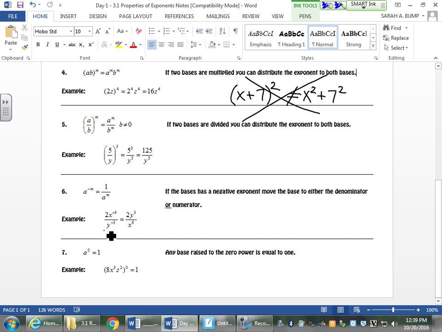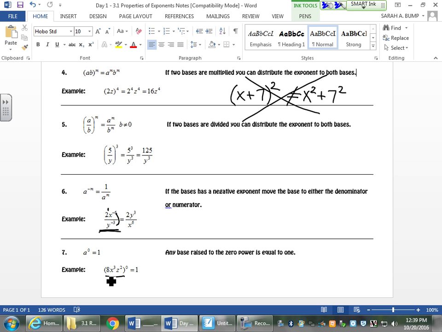If you look at this example right here, we left the 2 alone. The 2 stays where it is because the 2 technically has a positive 1 exponent. The x to the negative 6 moved down to the bottom, and the y to the negative 3rd moved up to the top. Once you move them, the exponents become positive. And the last property is the 0 property. Any base raised to the 0 power will always equal 1. So this whole expression in this example is being raised to the 0 power, so it all becomes 1.